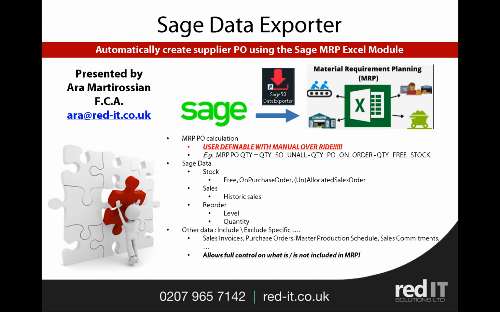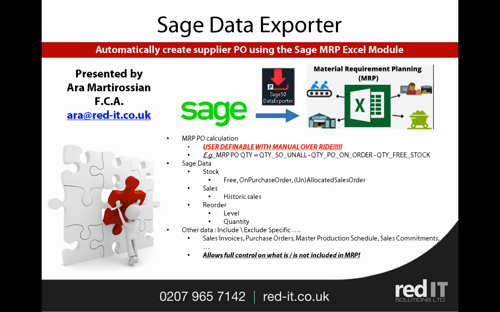I'm going to run you through the fundamentals of the Sage MRP Excel module. MRP stands for Materials Requirements Planning. What that means is it takes details in relation to sales orders and the stock that you've got available, so that it can give you a recommendation in terms of what you need to buy to meet the demands from customers.